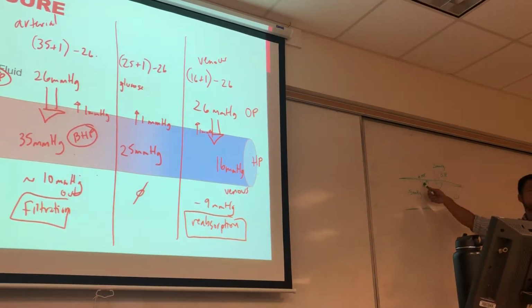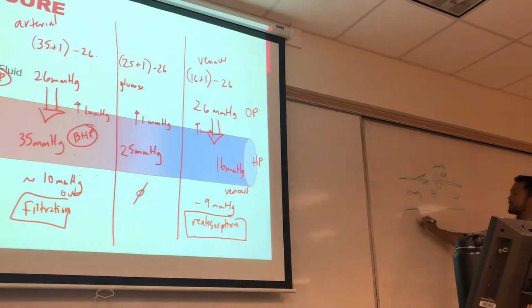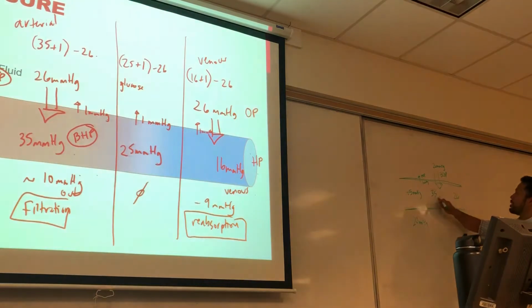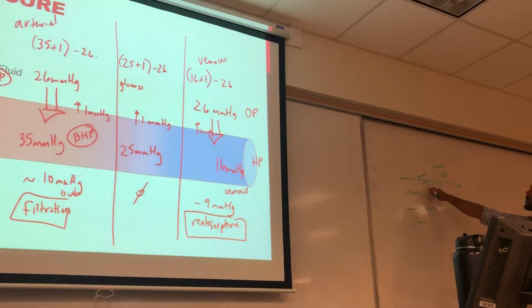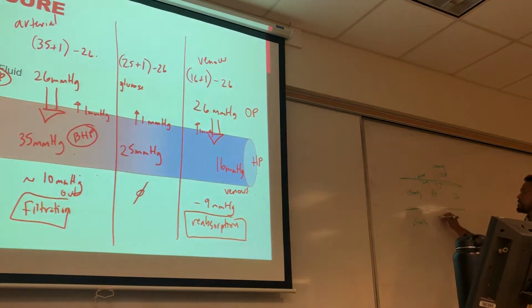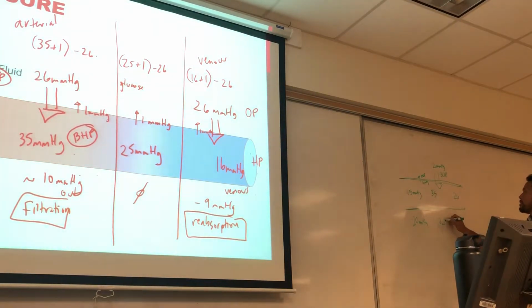45 plus 1 is 46, minus 26, 20 millimeters of mercury. For filtration, we'll take a look at this one: 35 plus 1, 36, minus 26, 10. And at the very end, 26 plus 1 minus 26 is 1 millimeter of mercury.